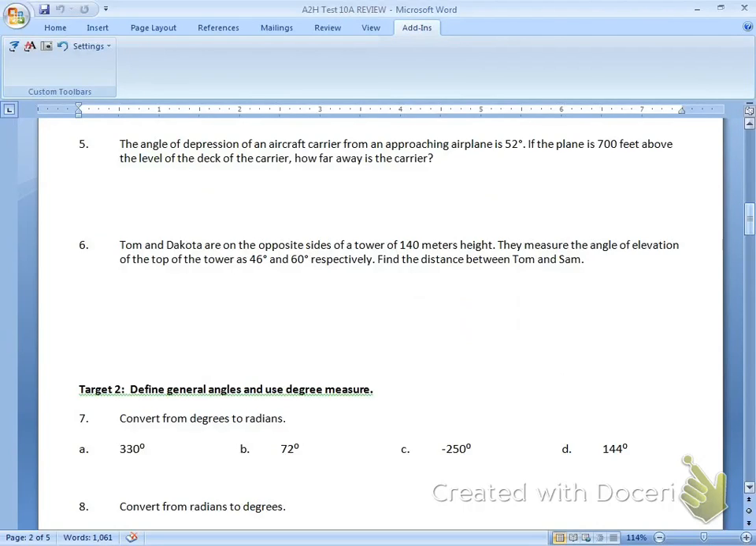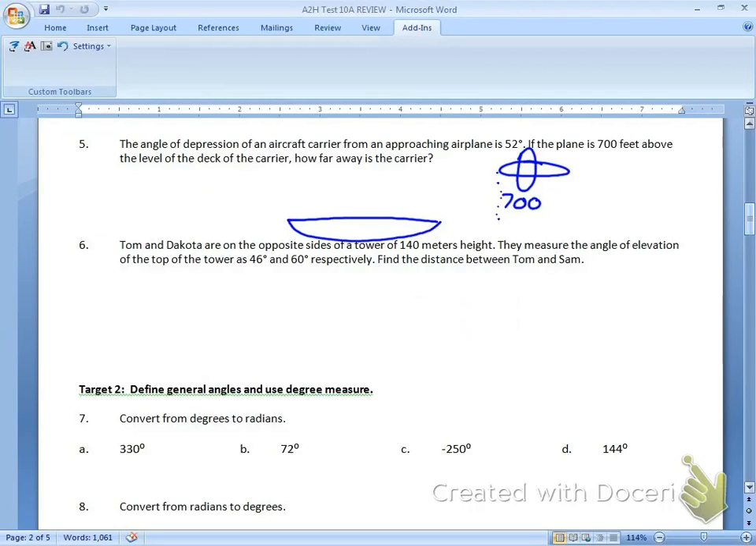All right, number 5. The angle of depression of an aircraft carrier from an approaching airplane is 52 degrees. If the plane is 700 feet above the level of the deck of the carrier, how far away is the carrier? So an aircraft carrier is a boat. And then we have an airplane. The plane is 700 feet above the level of the deck. So that means this here is 700. How far away is the carrier?